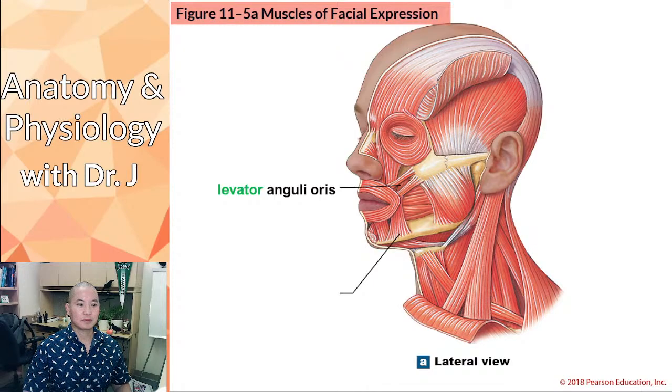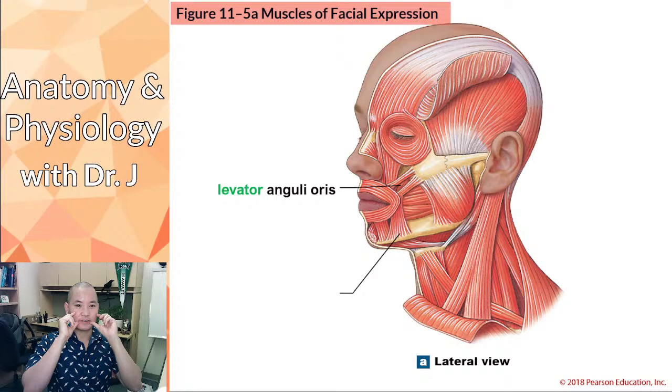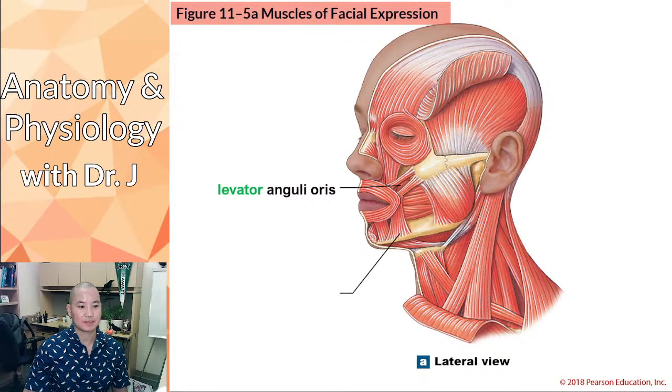So what's going to happen when this contracts? Well, it's actually over here, at an angle of your mouth, so it's going to elevate and cause you to do that. If you contract those two muscles on either side of your face, it'll elevate the angles of your mouth. So it's one of those quote-unquote smiling muscles.